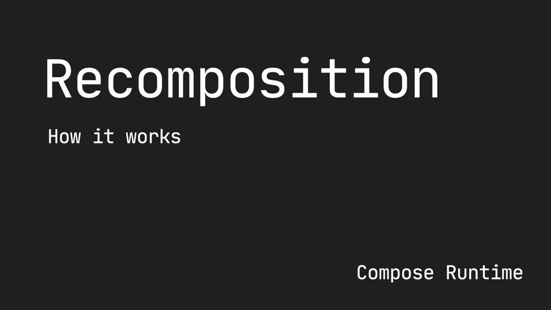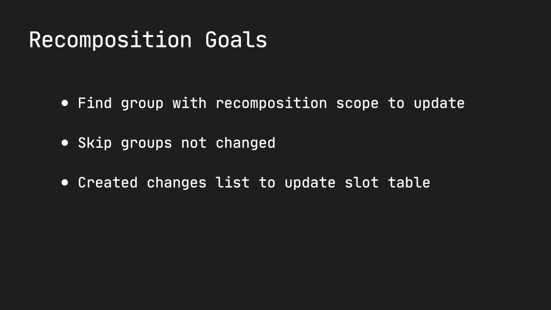In this video, we're going to look at how recomposition works underneath the hood. Recomposition has three goals. We need to be able to traverse the slot table to find a group with the recomposition scope that needs updating. We also need to skip groups that don't need updating. The way we update the slot table is through something called a changes list. We're going to look at how that changes list gets created during recomposition.